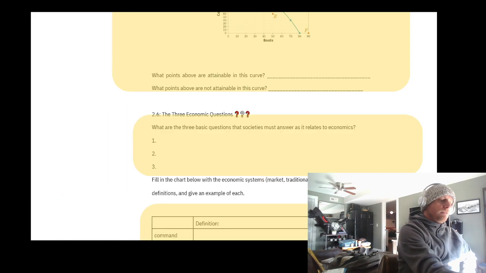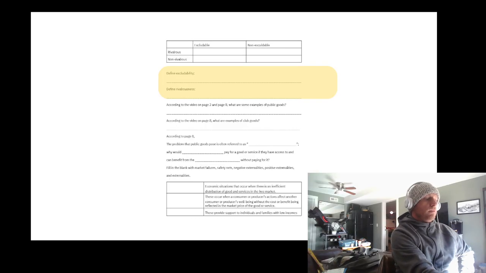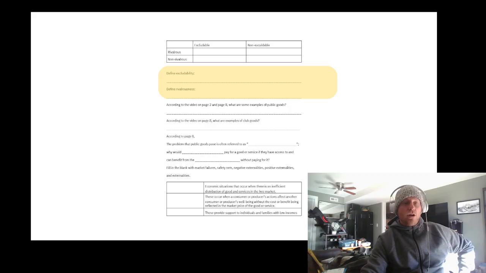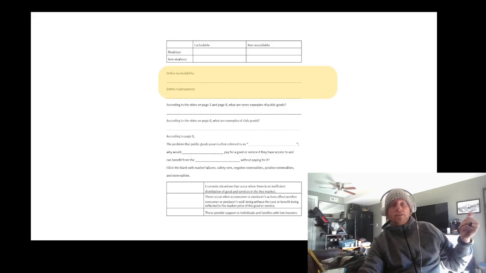Let's see, anything else I have marked out for you guys to know? Did I do this one over here? Let's go. Yep. Alrighty, so that's pretty much all of them. Another key thing you need to know is to retake the test, you have to have this guide filled out.